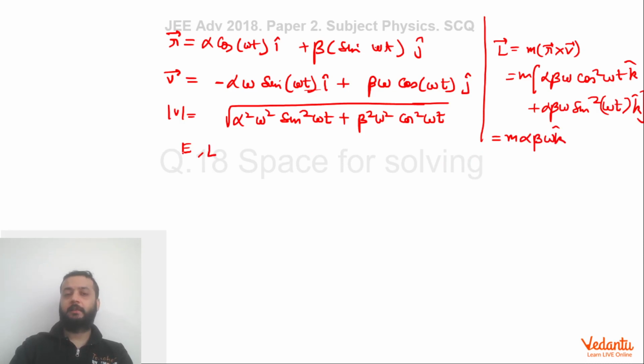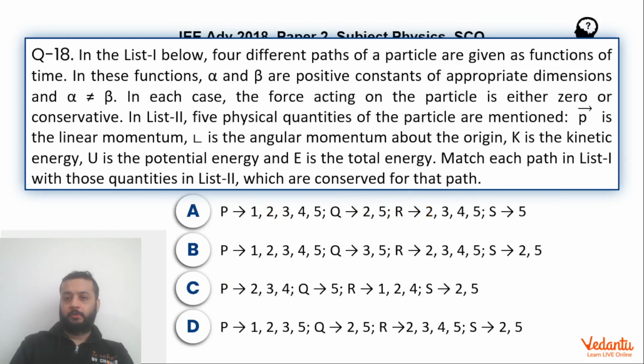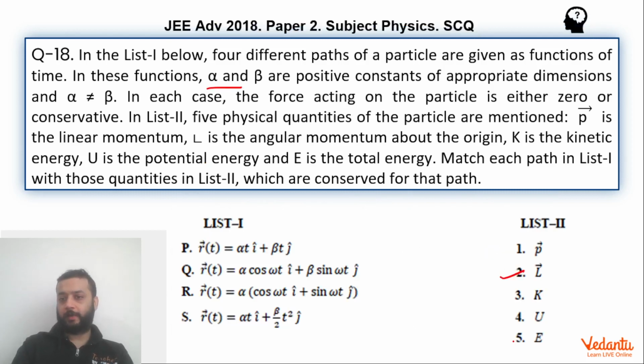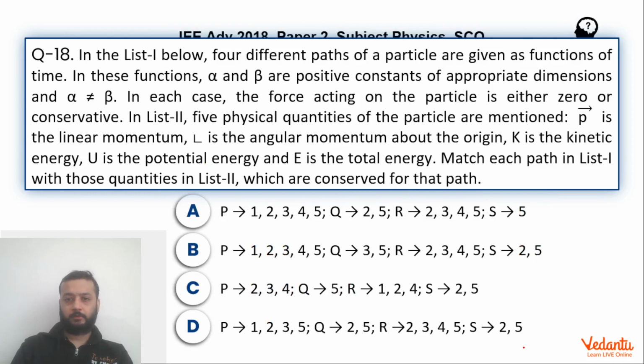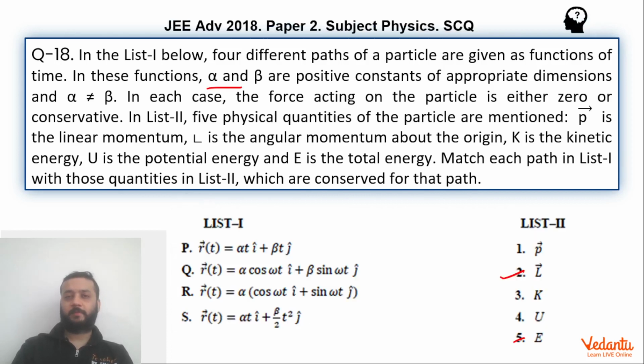So we get the answer, total energy and angular momentum is constant about the origin, right? So Q will match with 2 and 5, right? So if you go to the options, anyway we have found our answer, because P matches with 1, 2, 3, 4, 5 and Q matches with 2 and 5. This is only true for option A. In option B, Q is given 3, 5. In option C, Q is given 5. In option D, Q is given 2, 5. But option P has been given 1, 2, 3, 5. Therefore, only A matches. But let's check for R as well and D as well, because for the purpose of understanding it will be good.